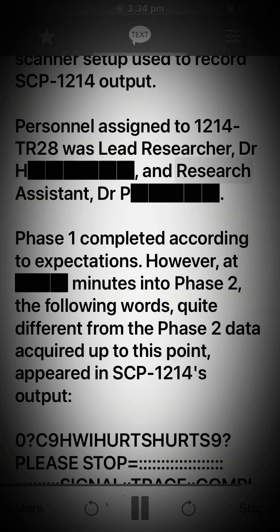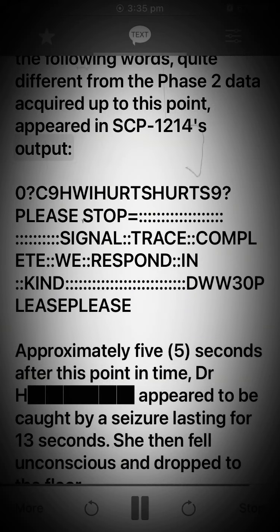Phase 1 completed according to expectations. However, at minutes into Phase 2, the following words, quite different from the Phase 2 data acquired up to this point, appeared in SCP-1214's output.